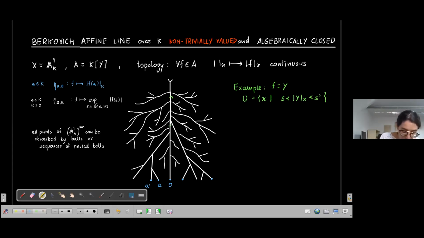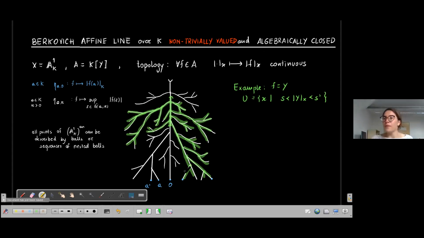But then this open will not only contain this segment, it will contain these segments together with all the branches that are attached to a point in that segment. So this is how it will look like. Okay. And also all these will be in this open U.